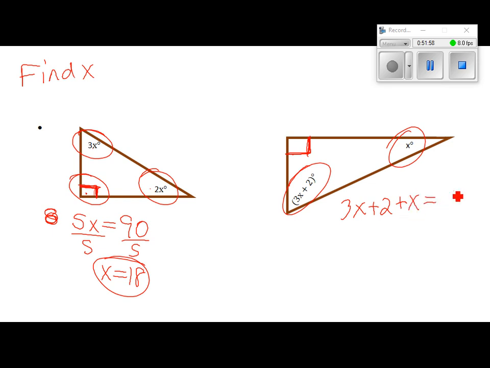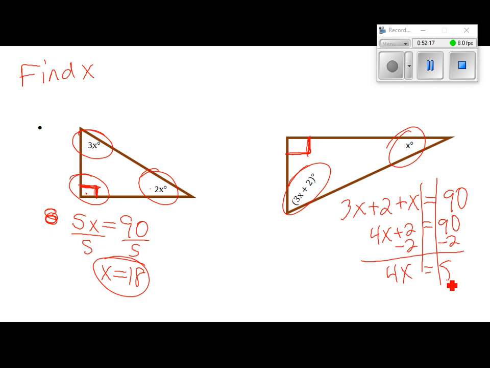What do you do to start to solve that? Combine like terms. What's that give you? 4x plus 2 equals 90. Then what? Minus 2 from 90. What's that leave us with? 4x equals 88. X equals 22. Does everybody agree with that? Yeah, x equals 22.